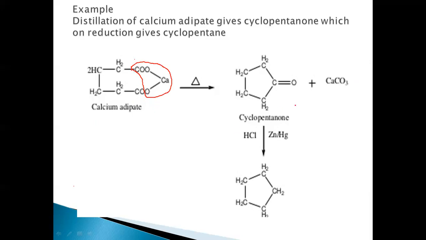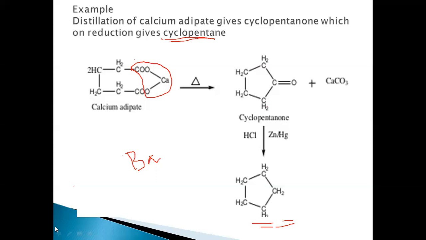This is removed, resulting in the formation of cyclopentanone, 5 membered ring, which on Clemmensen's reduction, Zn-Hg in the presence of HCl, will give you cyclopentane. So distillation of this calcium adipate gives cyclopentanone, which on Clemmensen's reduction will give you this cyclopentane. Calcium or barium, both can be taken here. Calcium or barium salts of dicarboxylic acids are distilled here. The distillation of this will give you these cyclic ketones, which on Clemmensen's reduction will give you the final product.